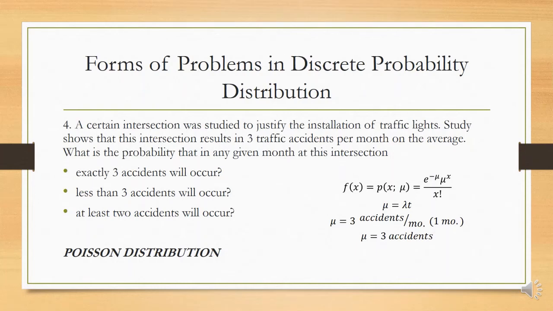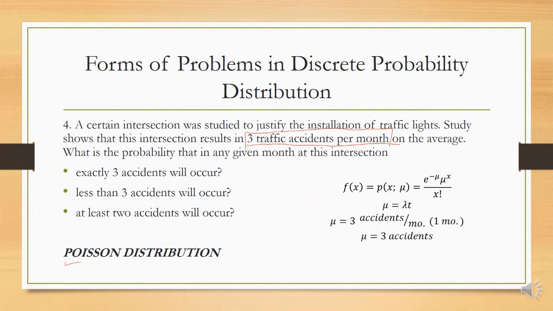So, the other form that we have is the Poisson distribution. Okay? Let me read the problem. A certain intersection was studied to justify the installation of traffic lights. Study shows that this intersection results in 3 traffic accidents per month on the average. So, sa Poisson distribution, inuulit ko, meron tayong rate na nakikita.